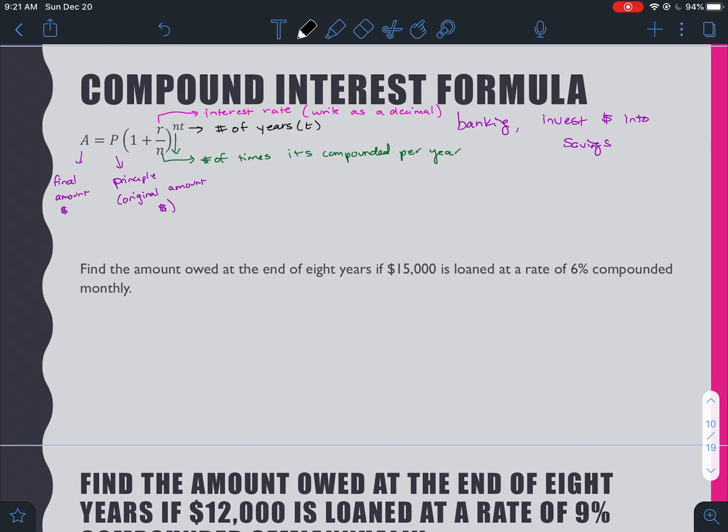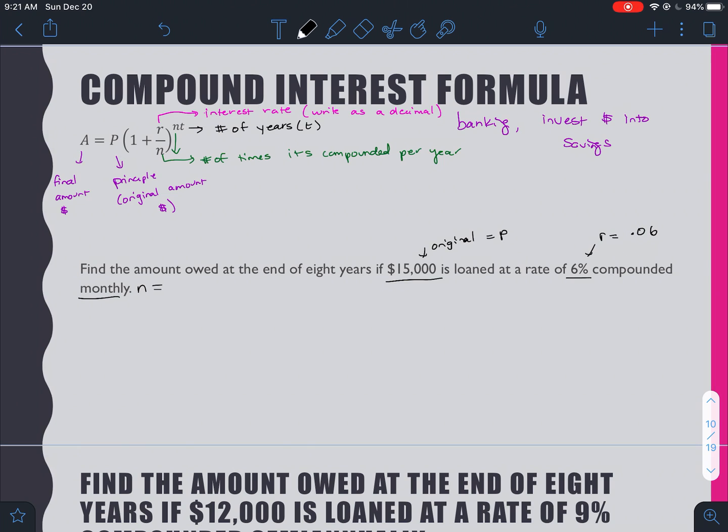So let's look at an example. Find the amount owed at the end of 8 years if $15,000 is loaned at a rate of 6% compounded monthly. You can also do this the reverse way. If you took out a loan, then the final amount would be how much money you owe instead of how much money would be in your account. So $15,000 is the original amount. That is your P.